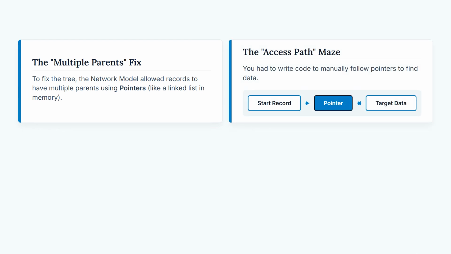Look at the diagram on the screen. Because everything was connected by pointers, reading data was a nightmare. It was like being trapped in a giant, invisible maze. To find the data you wanted, you had to write computer code that manually walked through the maze, following pointer after pointer. We called this the access path. If you made a mistake in your code, or if the maze changed, your entire application broke. It was terribly inflexible.